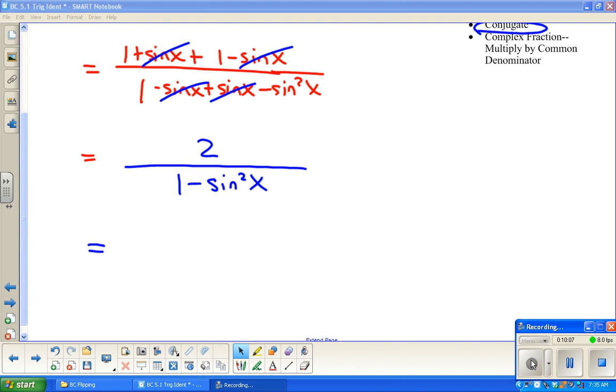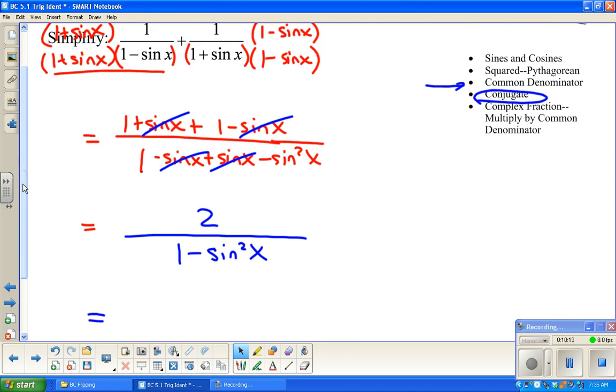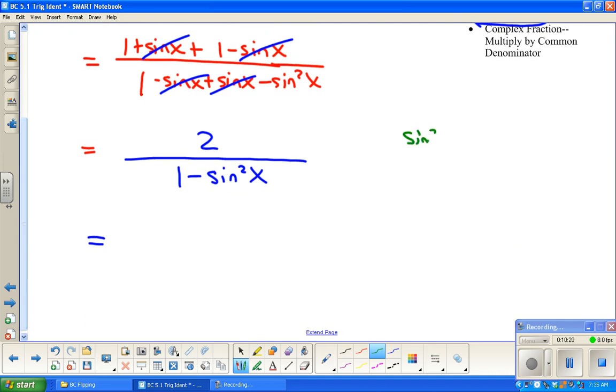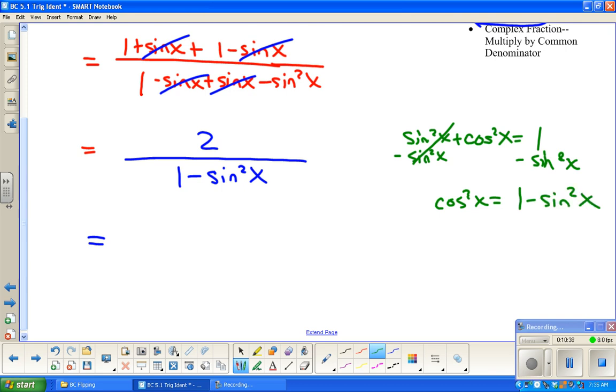You make such big steps, and then the little stuff sometimes gets lost in it. Okay. Now, one of the other recommendations is when you see squared stuff, think about Pythagorean identities. Just a reminder that sine squared plus cosine squared equals 1. Well, if that's true, and I subtract sine squared from both sides, cosine squared equals 1 minus sine squared.